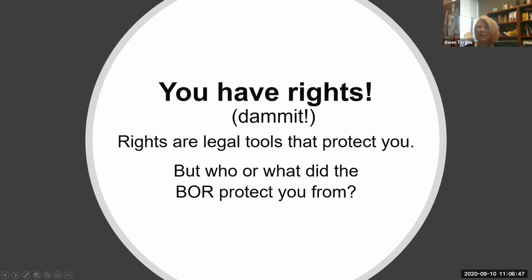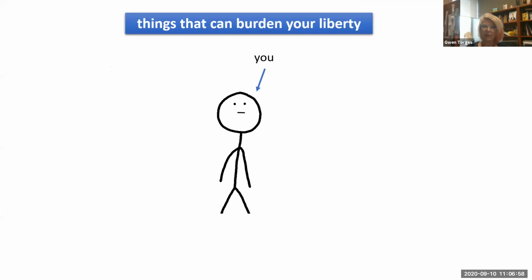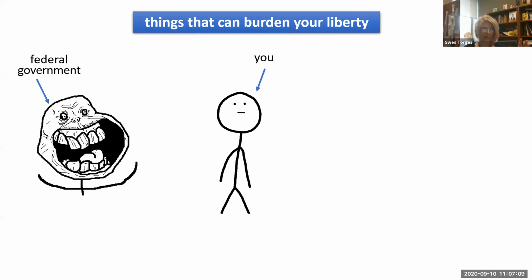And I would like to do that with pictures. Okay, so there's you. You're wandering around saying, yeah, I got rights. So if we think about what are the things out there that can burden liberty so that your rights become infringed? Well, one of them in our system would be the federal government. The federal government has all this power, and that's kind of scary. And it certainly has the power to burden your liberty.